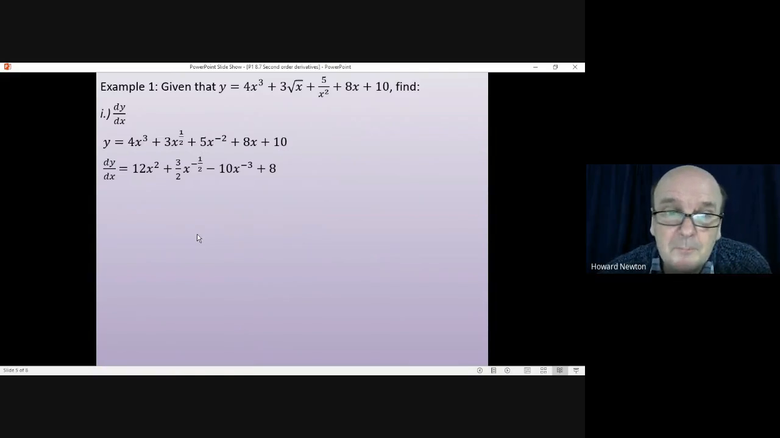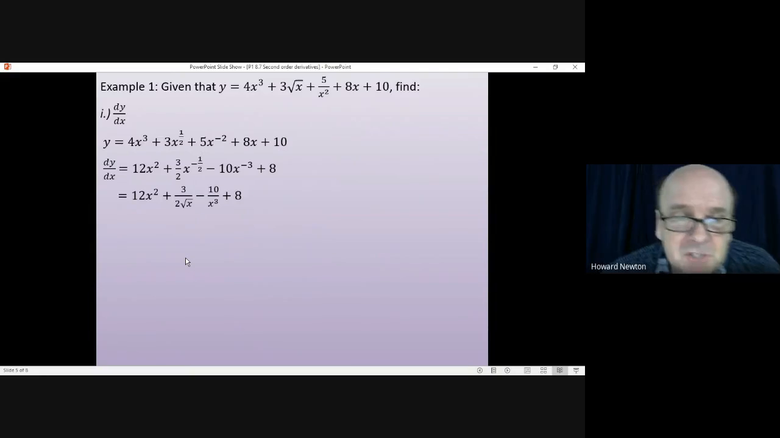I get 0. Now that is the answer, but I could tidy it up, and it's certainly important that you're able to do so. This term here is probably the most complicated one. The 3 over 2, the 3 stays on the top of the fraction, the 2 stays on the bottom. Minus means we've got the reciprocal of x, and half means we've got the square root of x. And then minus 10x to the minus 3 is just minus 10 over x cubed.